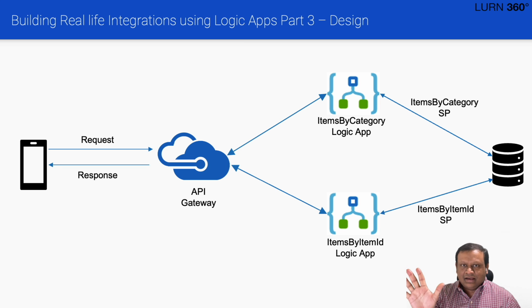So this is the high level design. We'll receive the request via the API gateway. Either of these logic apps would get triggered, and based on the logic app triggered, it would call that particular stored procedure and would retrieve the data and send the response back, right? That's our design. Let's get started. In the next video, we'll start building these two APIs.